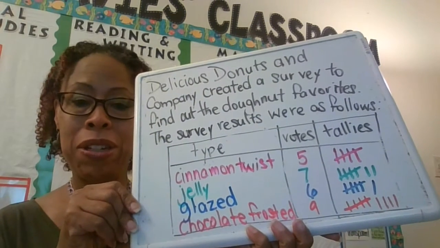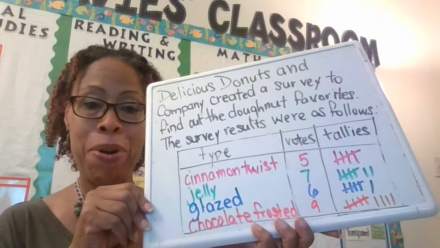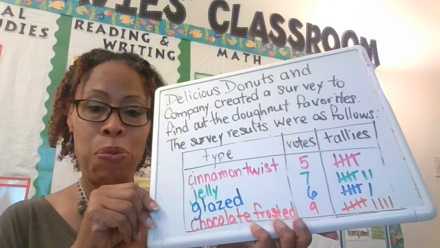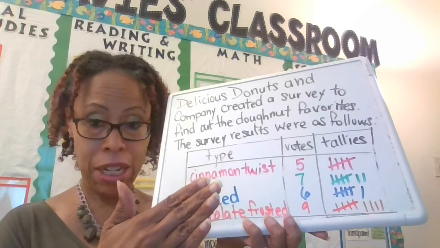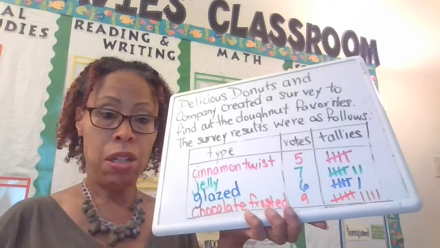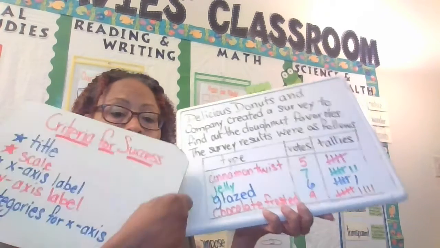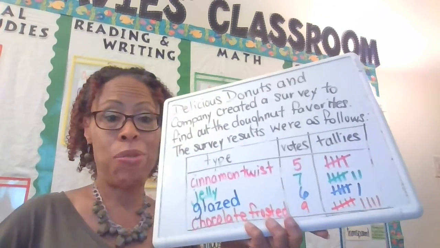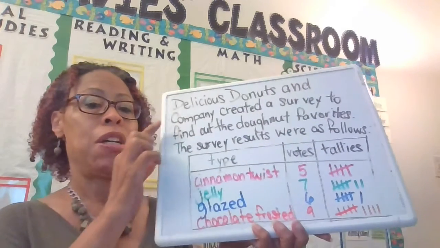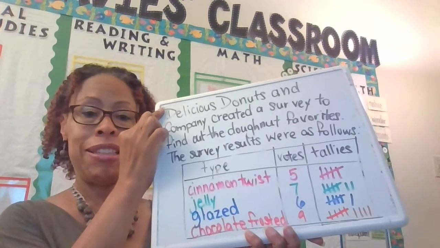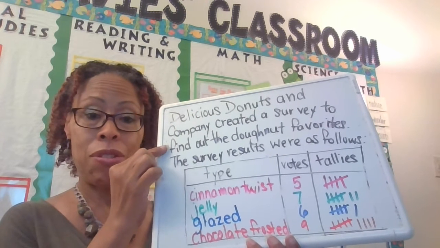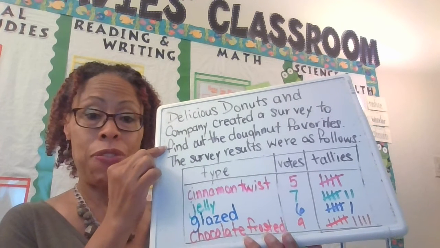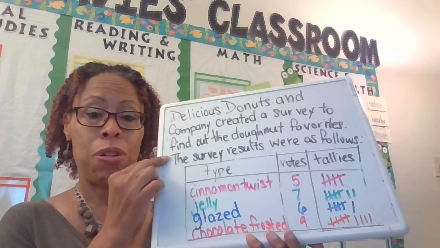Today we are going to focus on creating a bar graph, and we are going to use this tally chart, along with looking at criteria for success, and then we're going to create a bar graph. So the scenario says Delicious Donuts and Company created a survey to find out the donut favorites. The survey results were as follows.